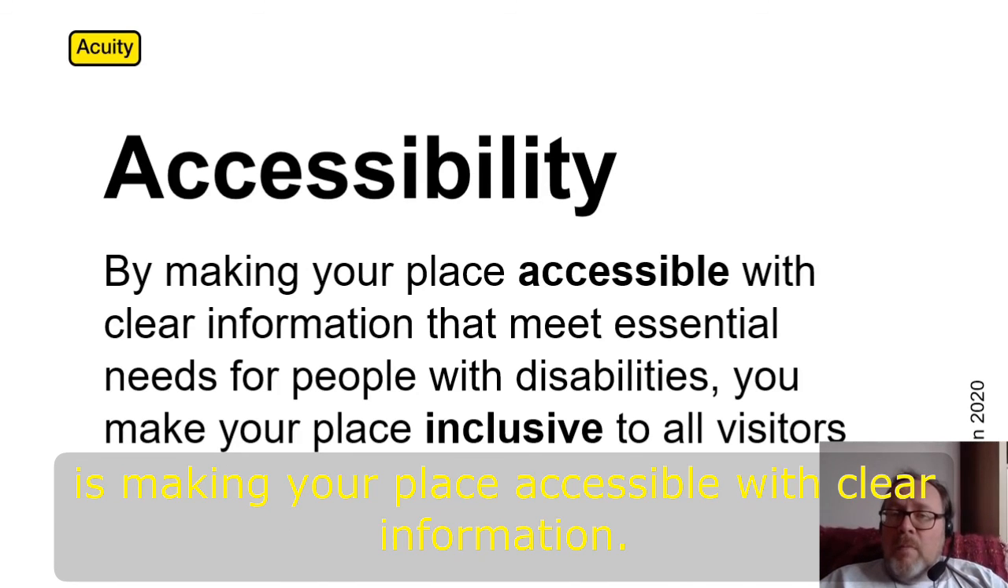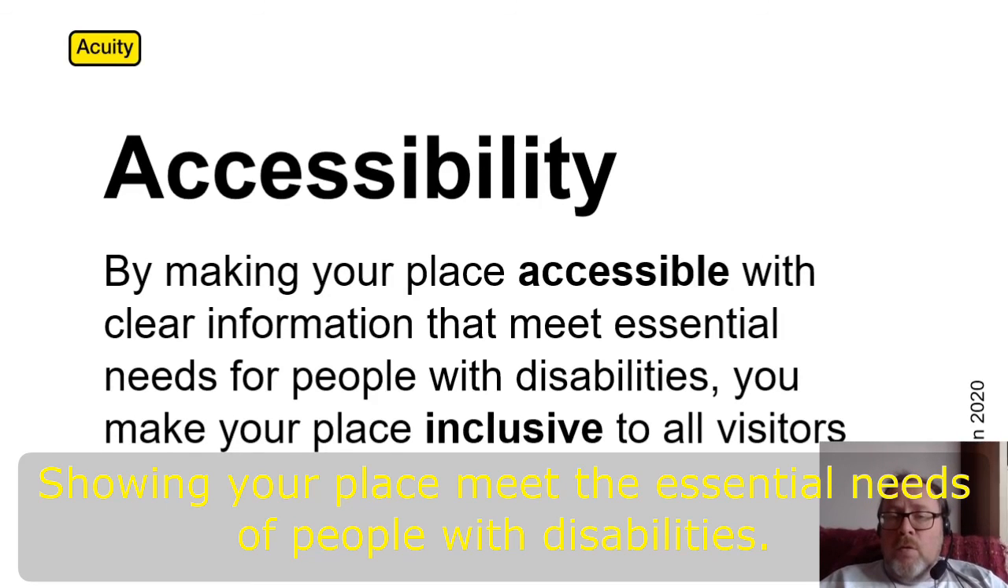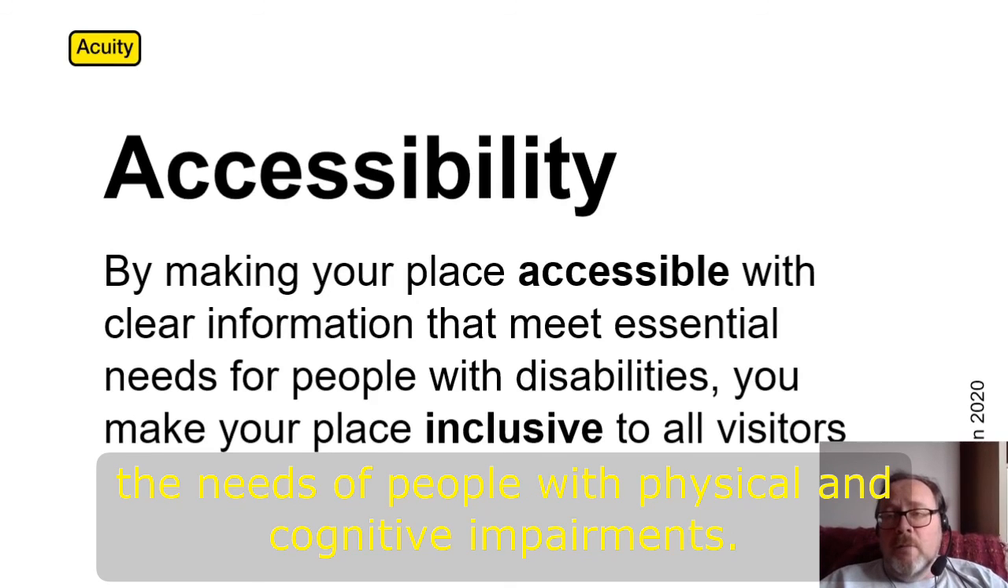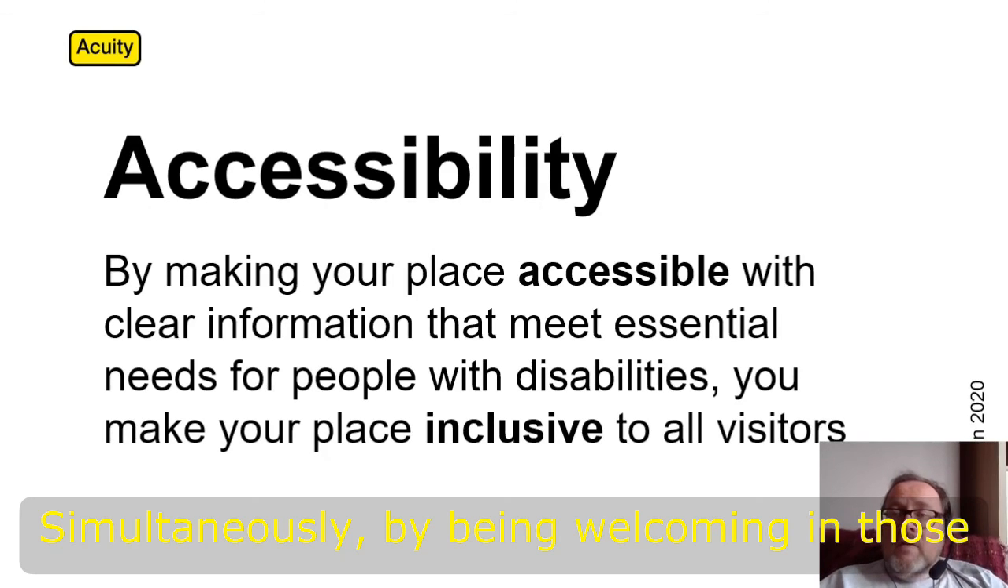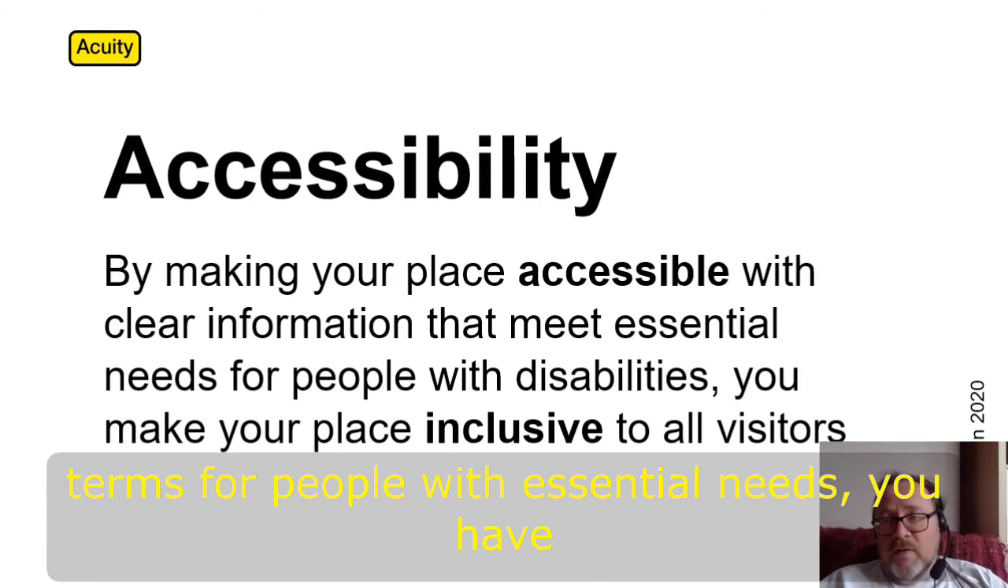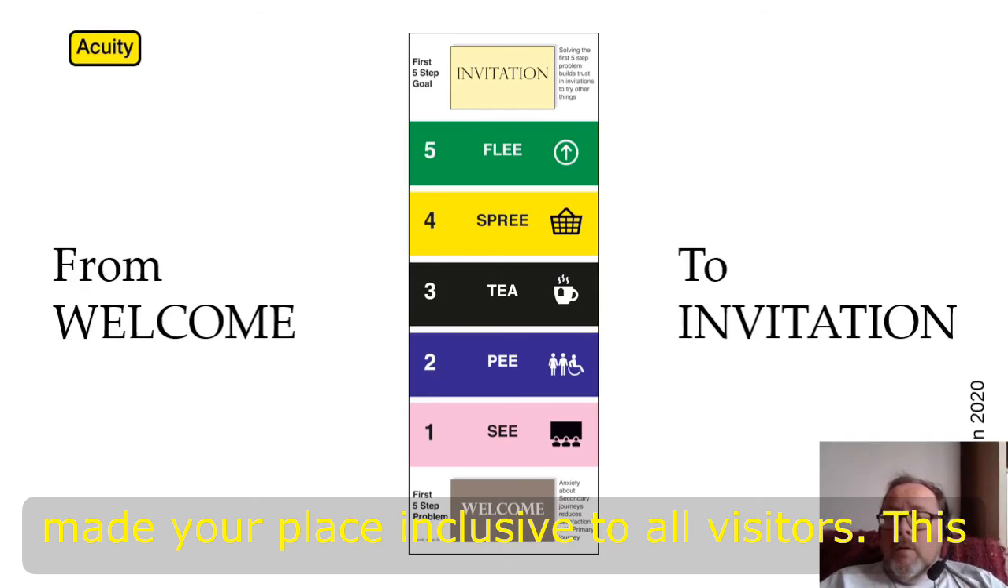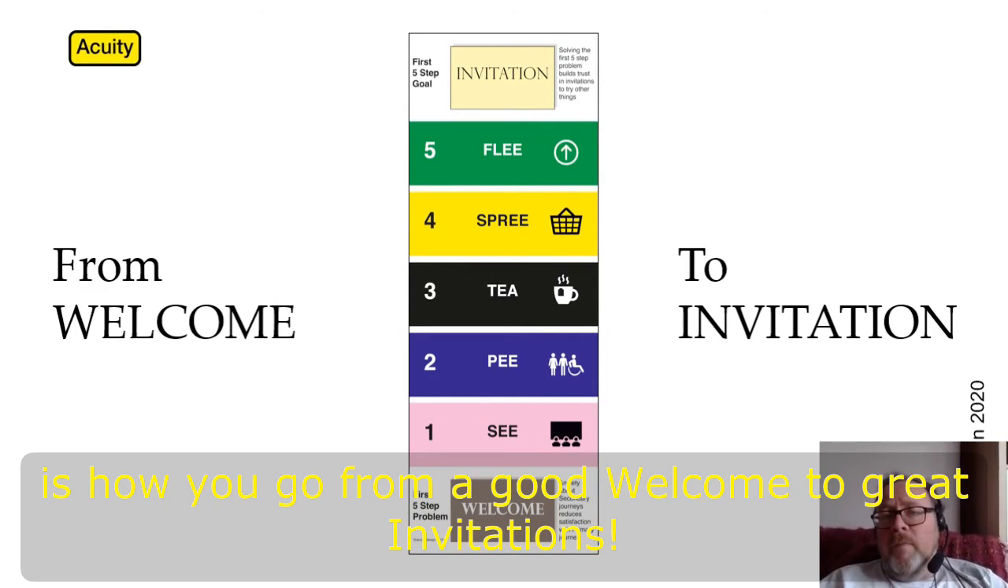Accessibility is making your place accessible with clear information that your place meets the essential needs of people with disabilities. Your place is accessible and you've considered the needs of people with physical and cognitive impairments. Simultaneously, by being welcoming in those terms for people with essential needs, you have made your place inclusive to all visitors. And this is how you go from good welcomes to great invitations.